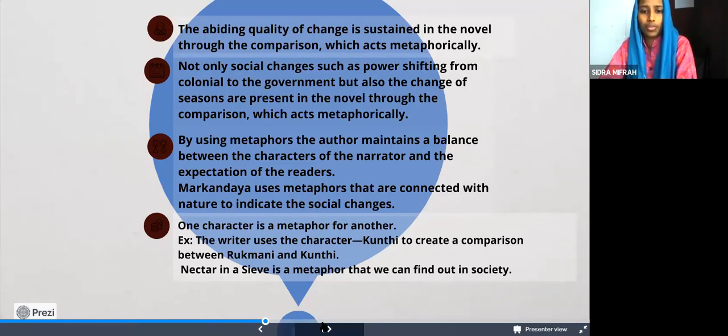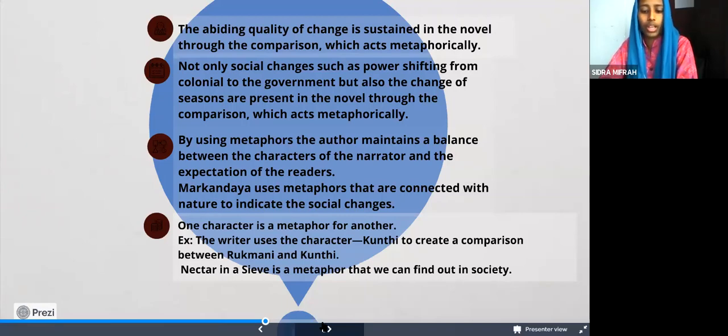By using metaphors, the author maintains a balance between the characters of the narrator and the expectation of the readers. Markandaya uses metaphors that are connected with nature to indicate the social changes. One character is a metaphor for another. As an example, the writer uses the character Kunti to create a comparison between Rukmani and Kunti. Nectar is a metaphor that we can find in society.